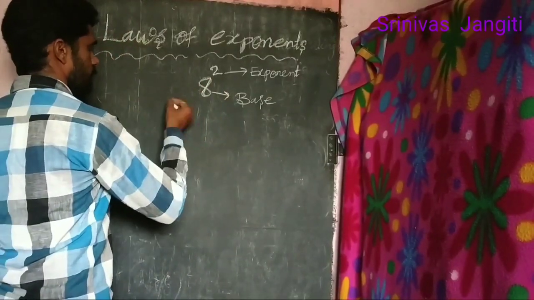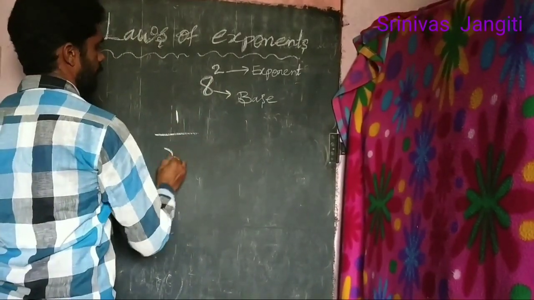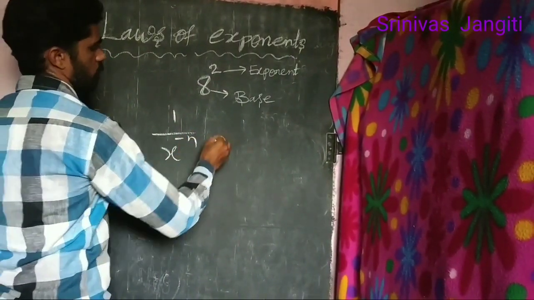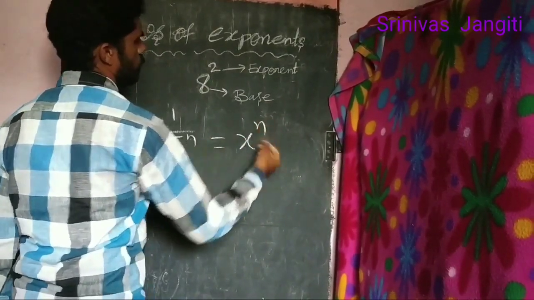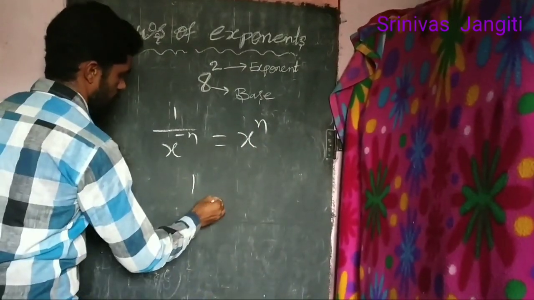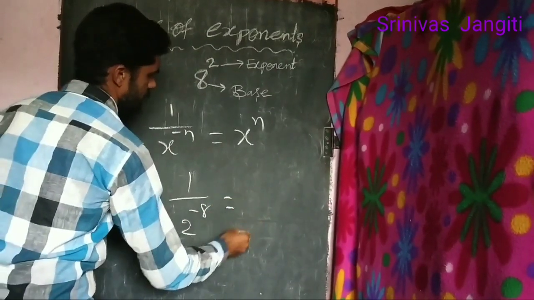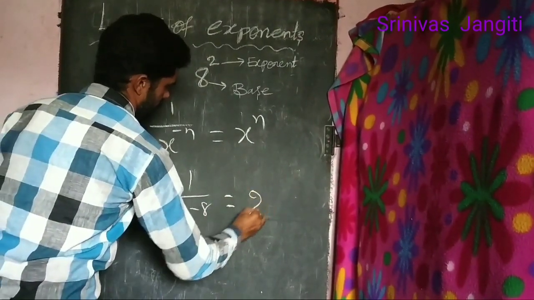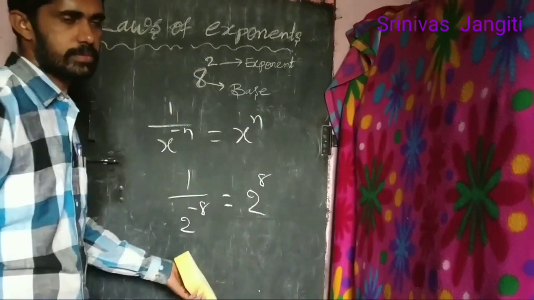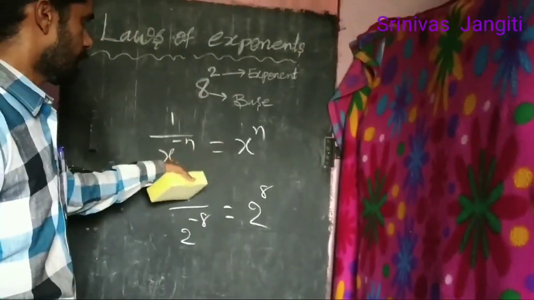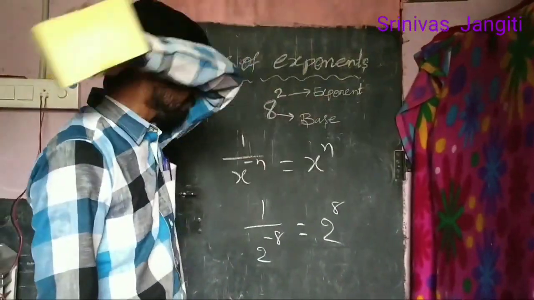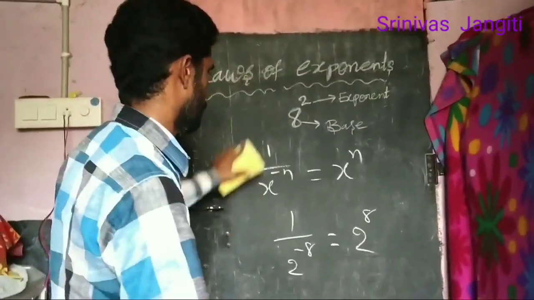What is the reverse? 1 by x to the power of minus n. So what is going on here? Simple, x to the power of n. How is that? Suppose 1 by 2 to the power of minus 8. What is that? Yes, very good, 2 to the power of 8. 1 by x to the power of minus n is equal to x to the power of n. So simple, I think. Very good.